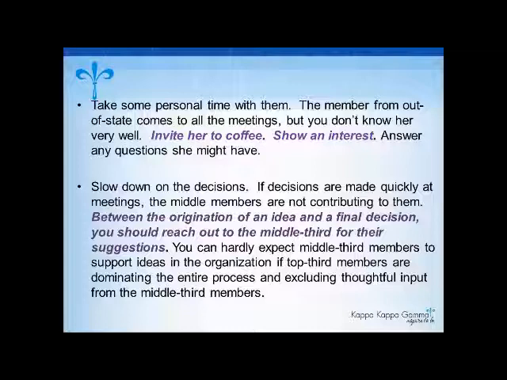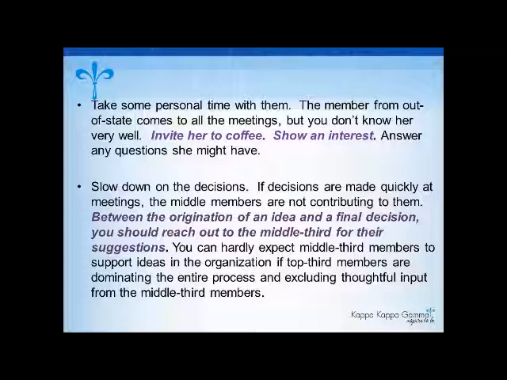So slowing down on decisions. If decisions are made quickly at meetings, the middle members are not contributing, right? That is that top third just going in, dominating. They have a clear objective. They know what they'd like to see happen. And so they're making those decisions without that input or even seeking it. Sometimes just not even being aware of it, most times, right?